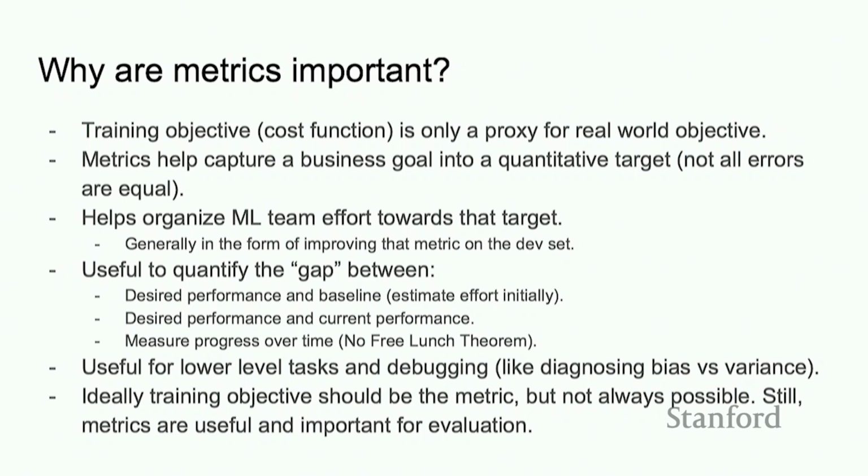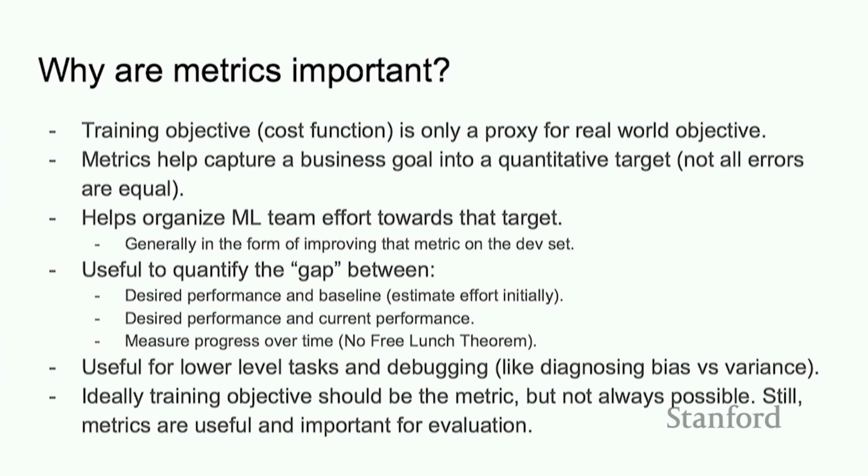It's also useful to keep track of how our performance is improving over time. When we started off, we were at 60% accuracy. 3 months in, we are at 75% accuracy. Our target is 85% accuracy. So it gives you a sense of how much progress you've made towards the end goal. It's also useful for lower level tasks such as debugging. You want to do some bias variance analysis on your model to improve your model performance, and evaluation metrics are useful there as well.